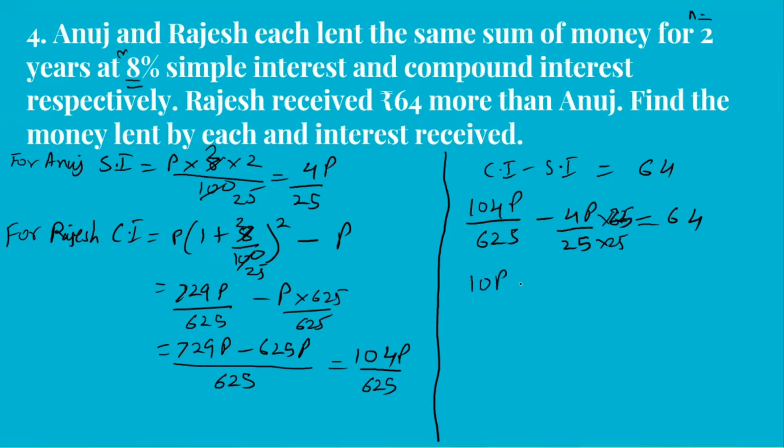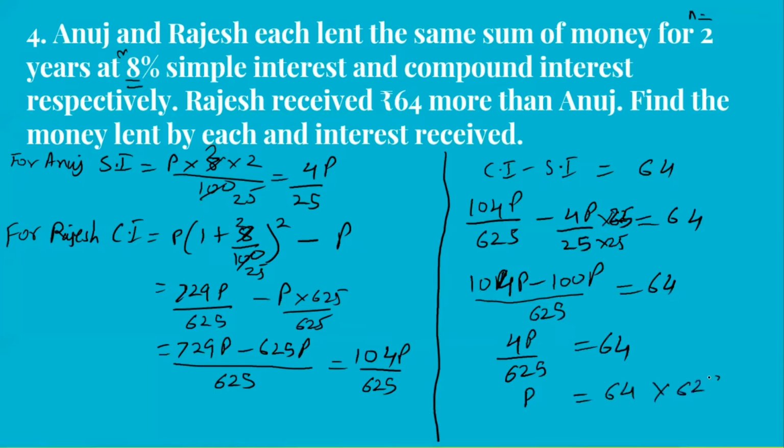So we have 104P minus 25 into 4, which is 100P, upon 625 is equal to 64. So 104 minus 100 is 4P upon 625 is equal to 64. So we get P is equal to 64 into 625 upon 4. 64, 16 4s are 64. And 16 into 625 you get as rupees 10,000. So rupees 10,000 is the money lent by each of them.